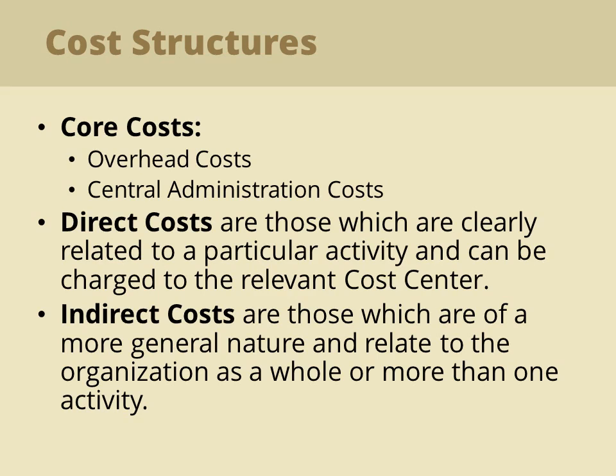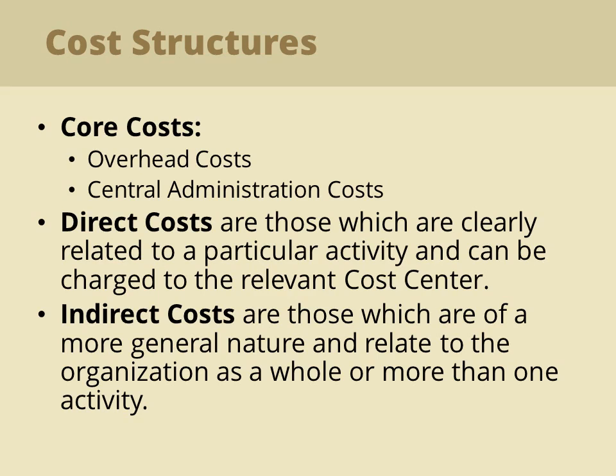Indirect costs are those which are of a more general nature and relate to the organization as a whole or more than one activity. For example, head office rent, the audit fee, and the chief executive's salary. These usually form the bulk of what are known as the core or overhead or central administration costs. It is important to distinguish between these two types of cost in the accounts so that managers can properly plan, monitor, and control their project resources.